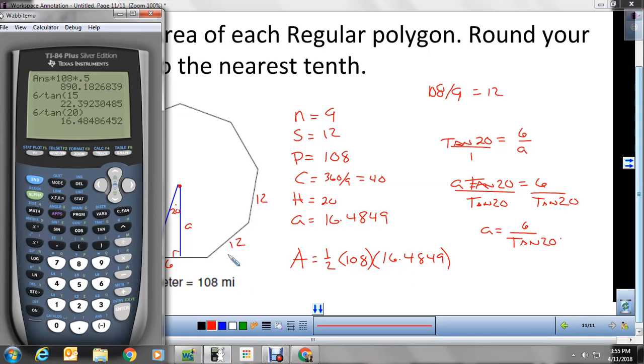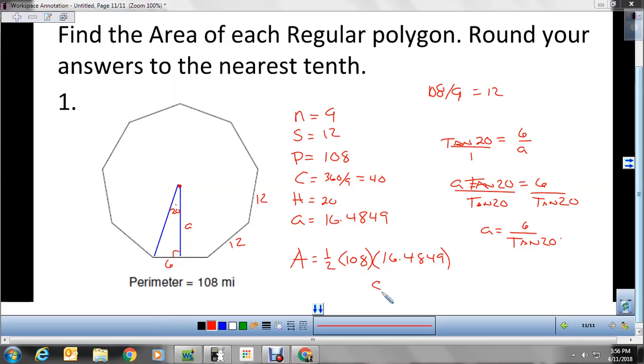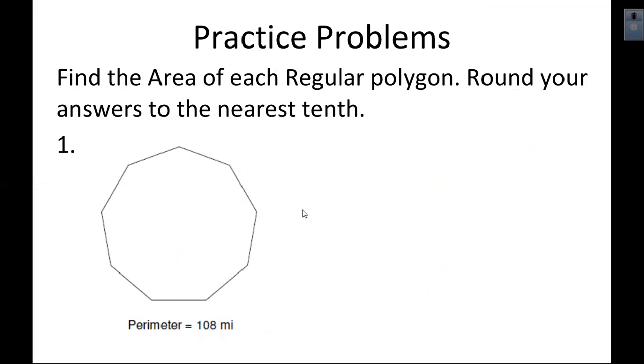And since it's already in our calculator, we're going to just take this number times 108 times 0.5 and round to the nearest tenth, which is going to be 890.2 miles. And this would be square miles. So they give you the perimeter, you can find the side length, and you're going to use the tangent function. So let's look at the next one, number 2.